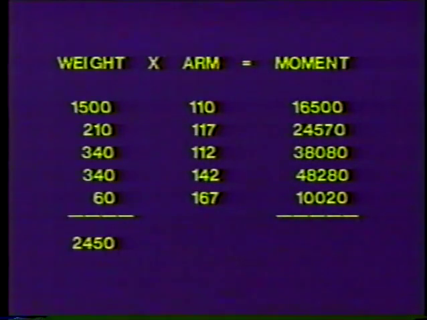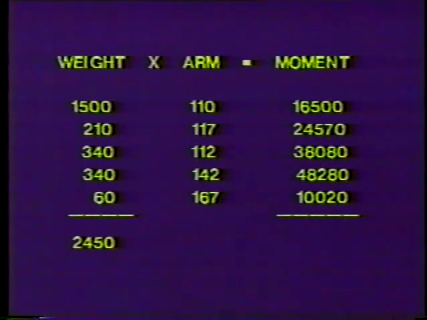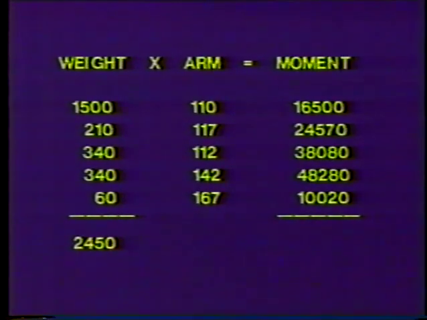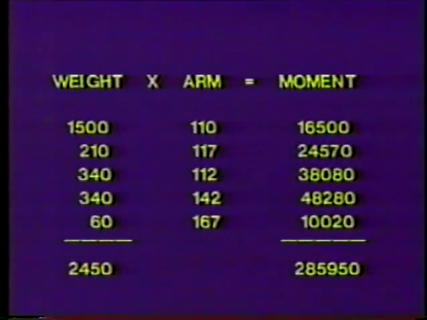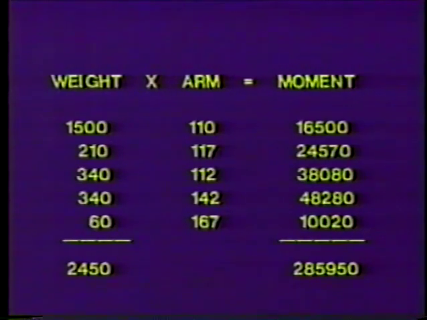Now, simply follow the formula. Weight times arm equals moment. You should have a worksheet that looks like this. Now, simply total the figures in the moment column, just as you did the weight column figures earlier. The result is 285,950.